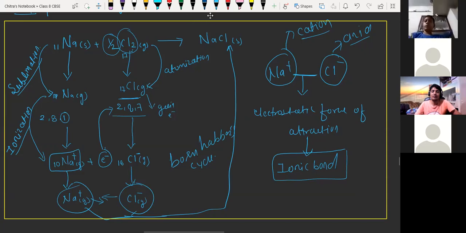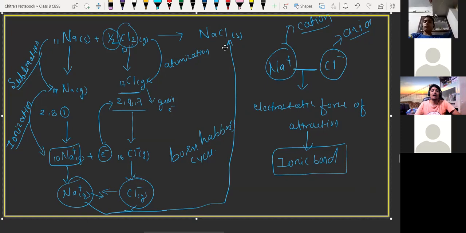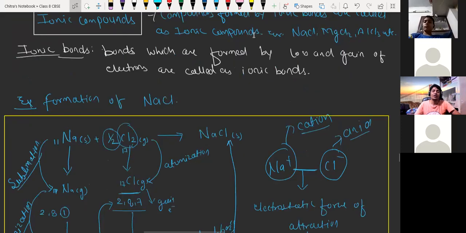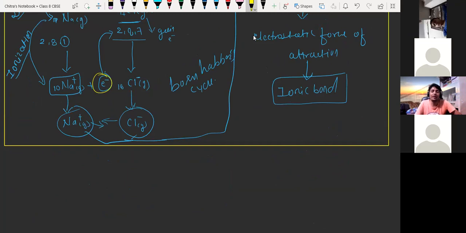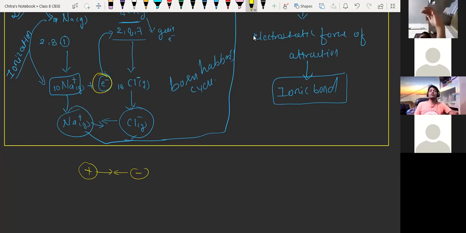Sir, ionic bond. Okay, ionic bonds are formed by loss and gain of electron. See here, sodium has lost 1 electron, and chlorine has accepted that electron. When any atom loses an electron, it will form a positive ion, and any atom that gains an electron will form a negative ion. Positive and negative are opposite charge particles, so they will attract each other strongly and form the salt that we are using every day in our diet, sodium chloride. The salt we use in our food is sodium chloride.